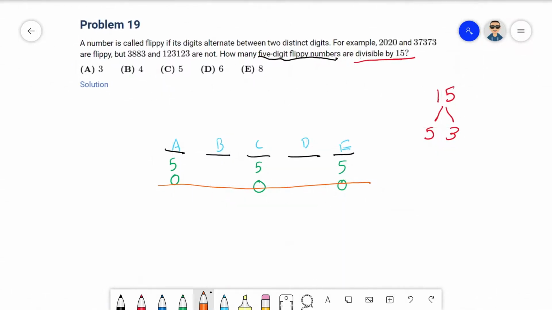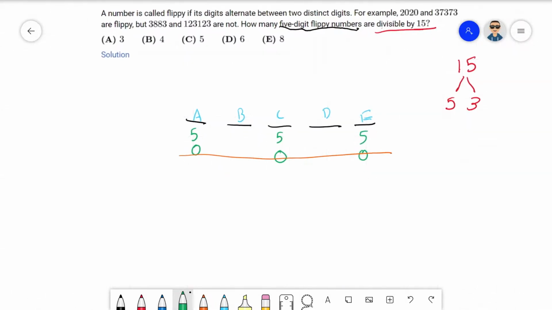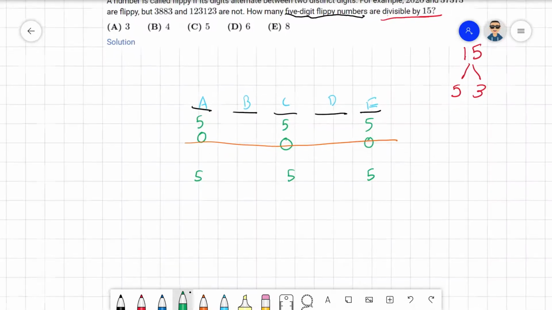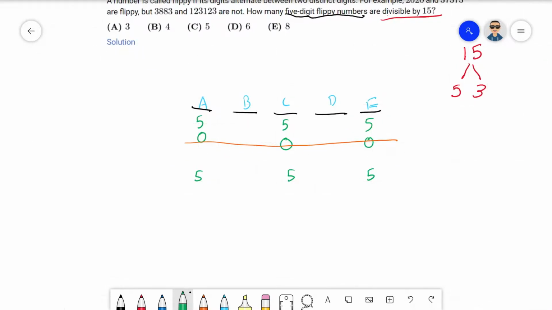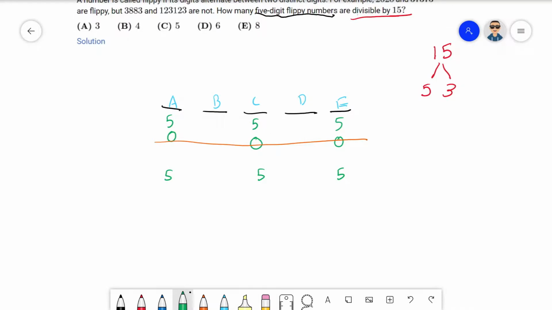So now we know that A is 5, C is 5, and E is 5. So now let's come to B and D. We don't know what numbers they are.